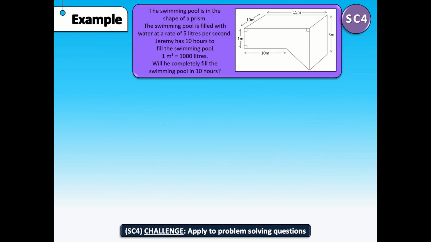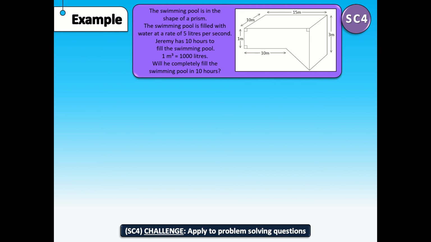In this question, the swimming pool is in the shape of a prism. The swimming pool is filled with water at a rate of 5 litres per second. Jeremy has 10 hours to fill the swimming pool. 1 metre cubed is equal to 1,000 litres. So will he completely fill the swimming pool in the 10 hours?